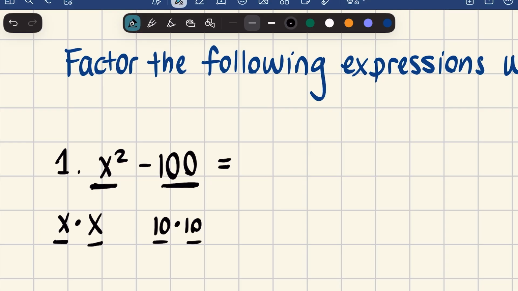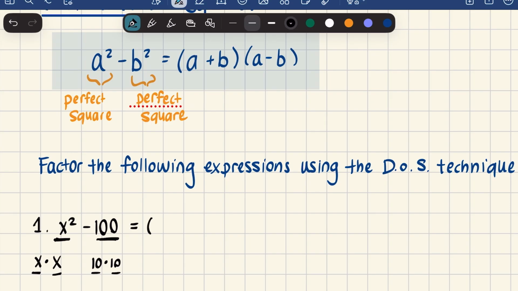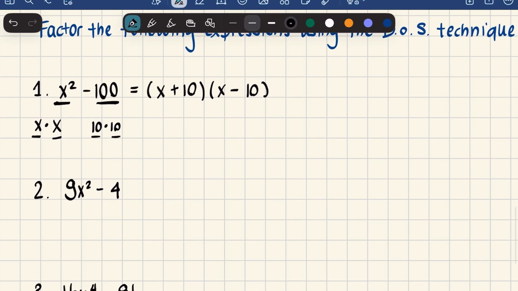So now, using the formula, we have that a, which is x, plus b, which is 10, times a, which is x, minus b, which is 10, is our answer. Okay, now let's look at another example.